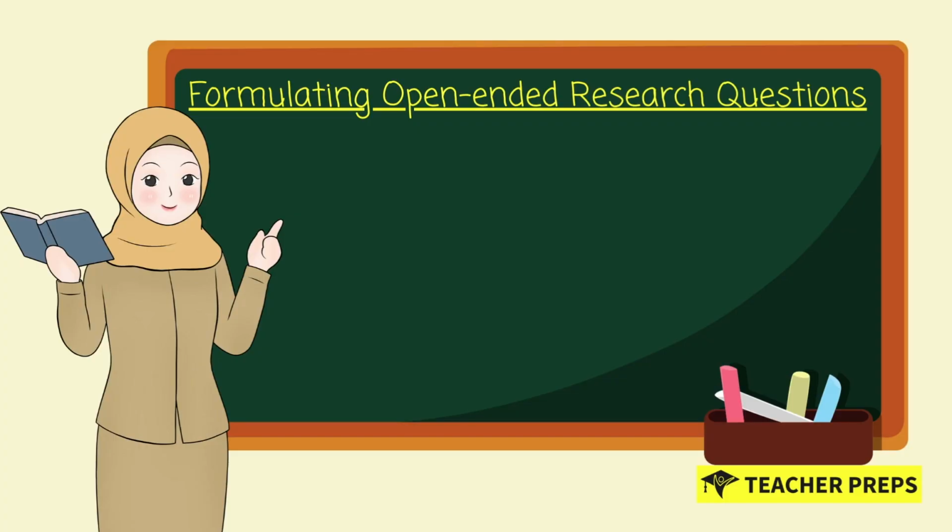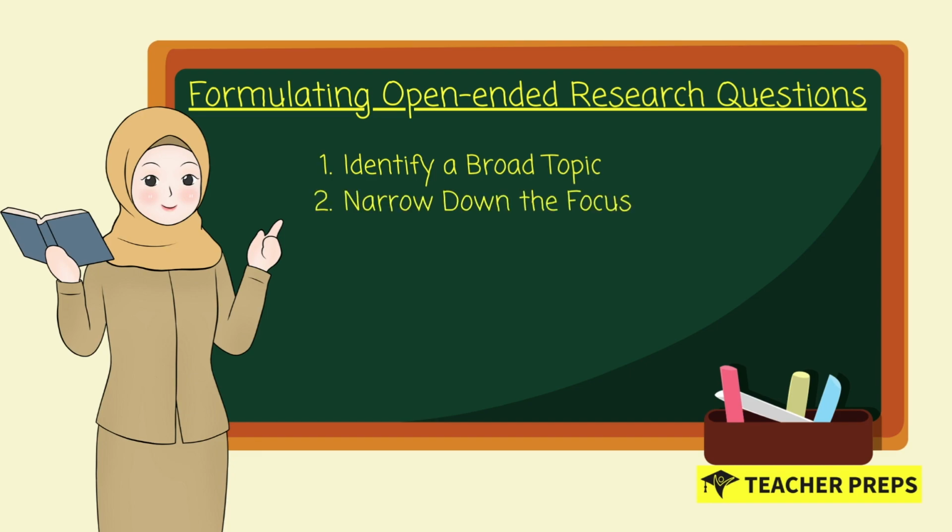Formulating open-ended research questions. Let's talk about it. In order to teach our students, we can follow this 4-step framework. Take notes here for your exam. Step 1 is to identify a broad topic. Start with a general topic of interest. For example, the civil rights movement. Then, step 2 is to narrow down the focus. Pinpoint specific areas or themes you want to explore. For example, the role of women in the civil rights movement.